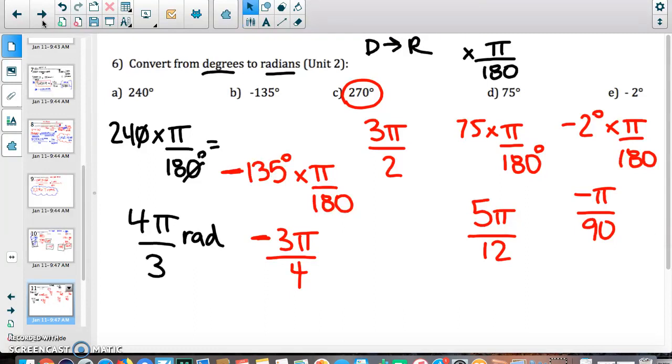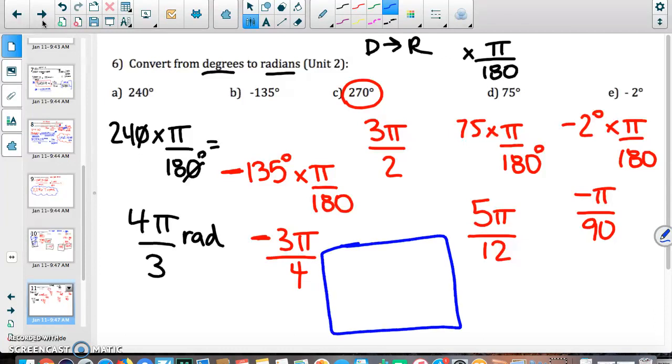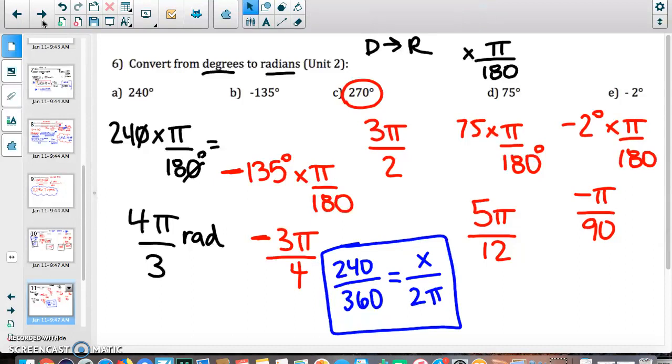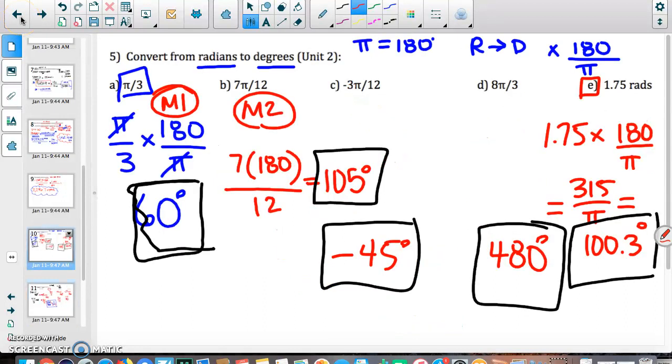One thing I will share is one way some people like to do it is using a proportion. So for example, in part A, you could write 240 over 360 is going to be the same thing as whatever 240 is in radians over 2 pi, right? And then you could cross multiply and then divide by 360. So some people do like to do it that way. I kind of forgot about that method.